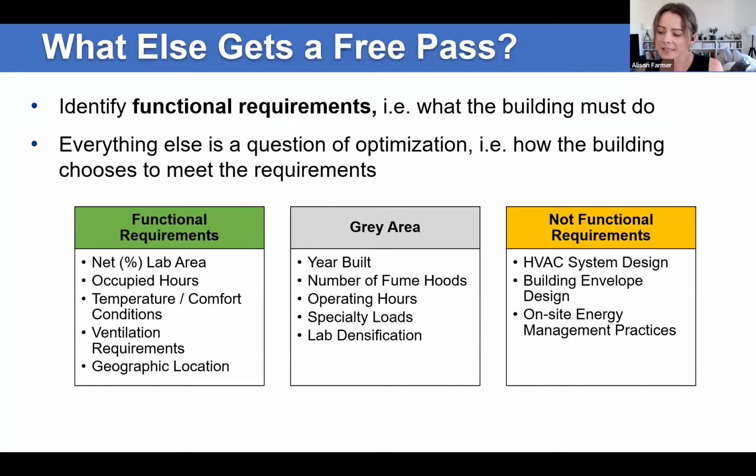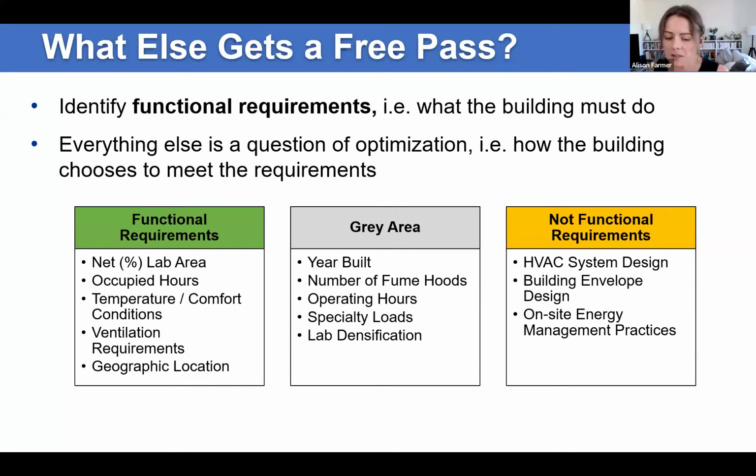So a lot of the discussions in the score development were about what constitutes a true functional requirement. What are the things that we should be adjusting for, correcting for in our scoring system? Things that are not functional requirements would be cast more as a question of optimization. So it's not a functional requirement, but it's how the building chooses to meet its functional requirements. And you wouldn't want to correct for those things, because those are the things that determine whether the building is doing a good job in terms of efficiency or not.